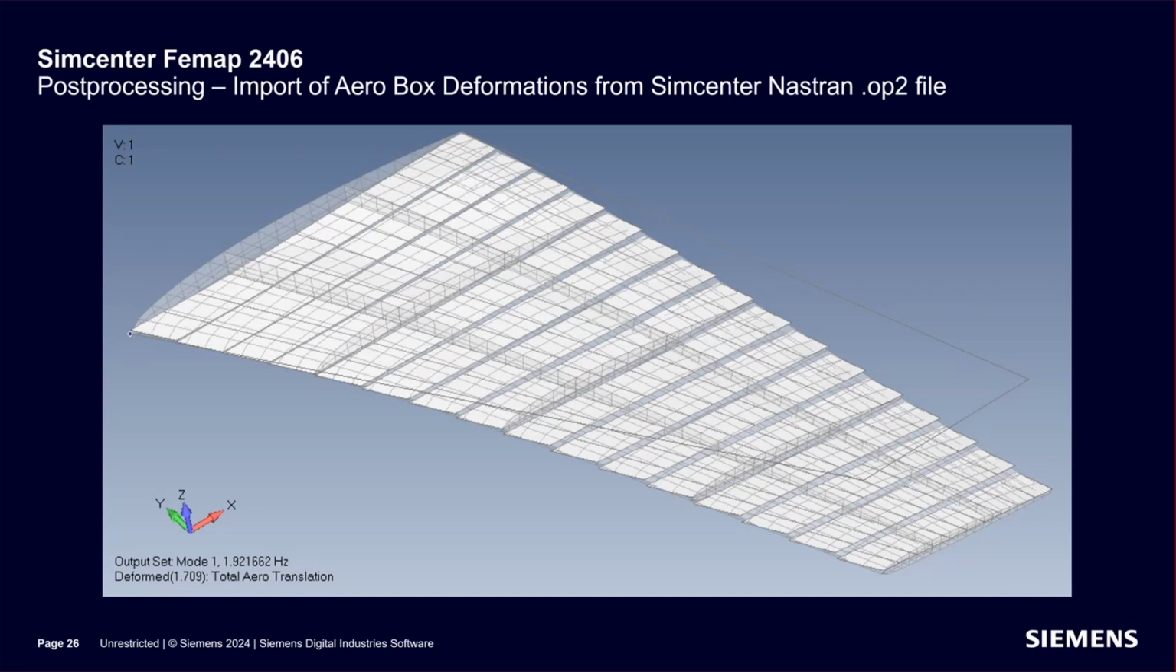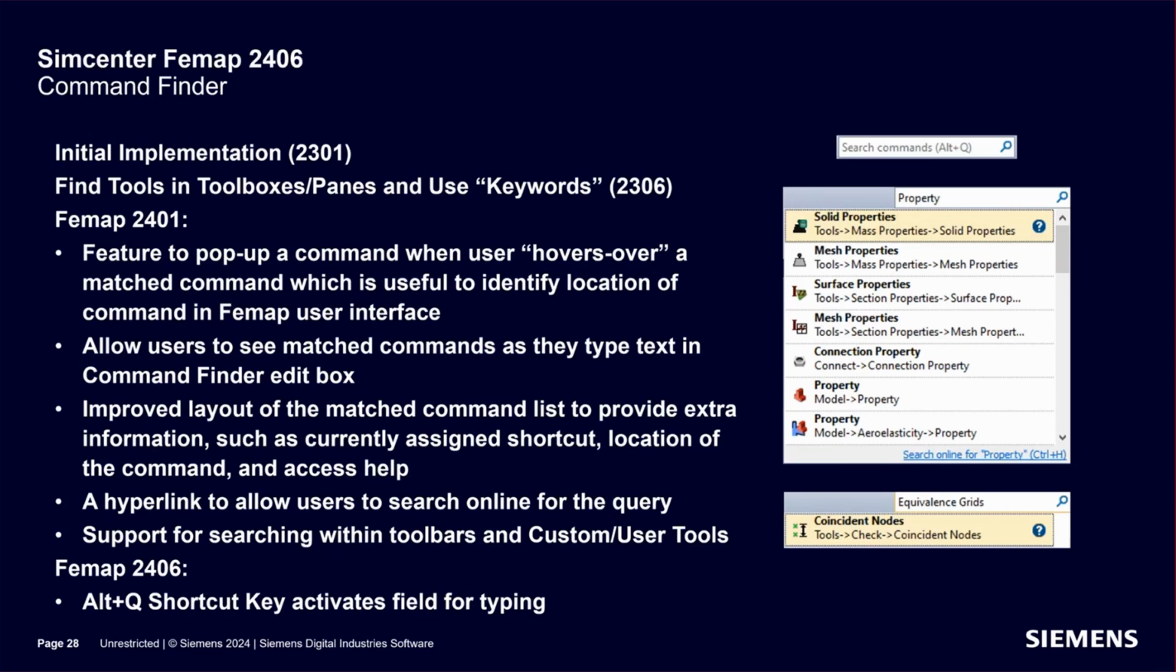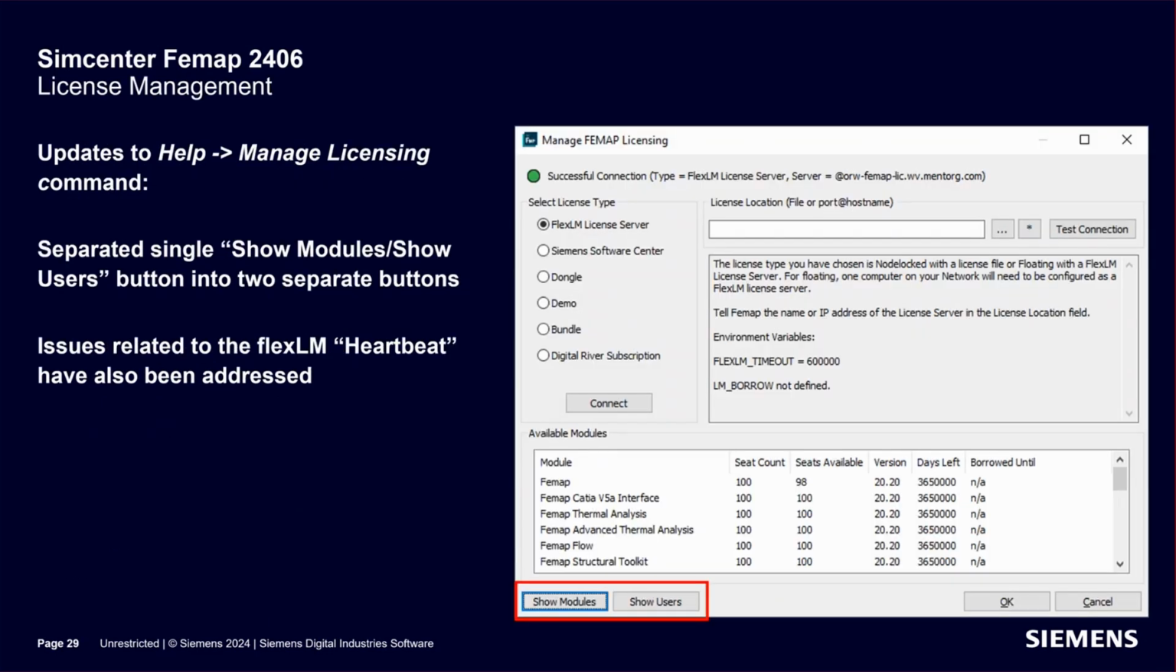Also, we now import arrow box deformations from the Simcenter Nastran .op2 file. At some point, they added that. Again, we're still only reading the center of the box location, not the corners, but we might be doing that later, but we'll get into that. And then just one last thing on the command finder, if you hit Alt-Q, it'll just take you up there so you don't have to mouse travel.